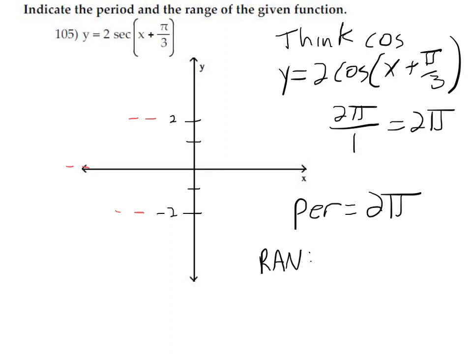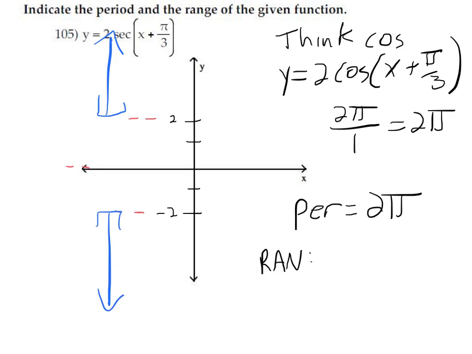Now the range, cosine is alternating in between -2 and +2. And again, where we got that from is it's not up or down anything, so it's centered at 0. And the amplitude's 2, so it goes up and down 2 from there. The reciprocal is going to stay outside of these values. So it's going to live down below -2, getting up to -2 once in a while, and above +2. So really this would be your range.